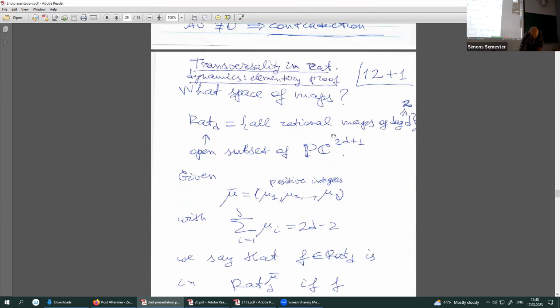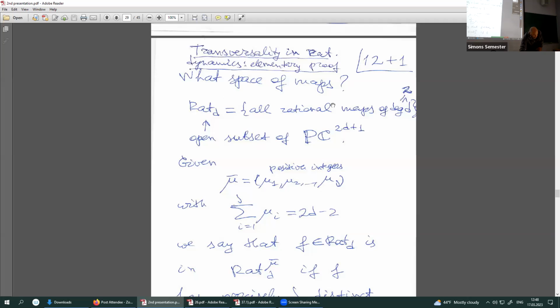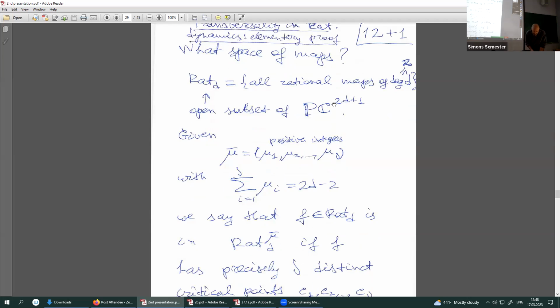Let me switch to rational dynamics, because I promised to talk about proofs there as well. Okay. So, now I talk about transversality in spaces of rational functions. We gave an elementary proof of what was known before.